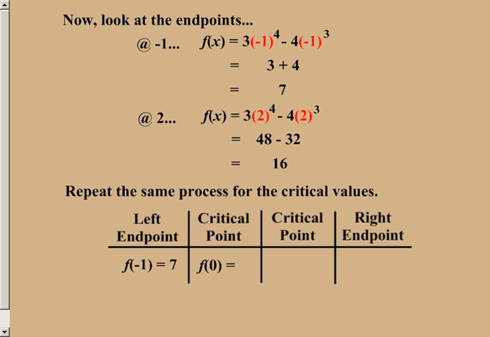The first critical point that we ran across was that x would equal 0 at one of its critical values. So we're going to evaluate the function at 0, and when the function is evaluated at 0, the function's value is 0. Also, evaluating the function at the critical point 1 gives the function a value of -1. And we already know that at the right endpoint, the function's value is 16.